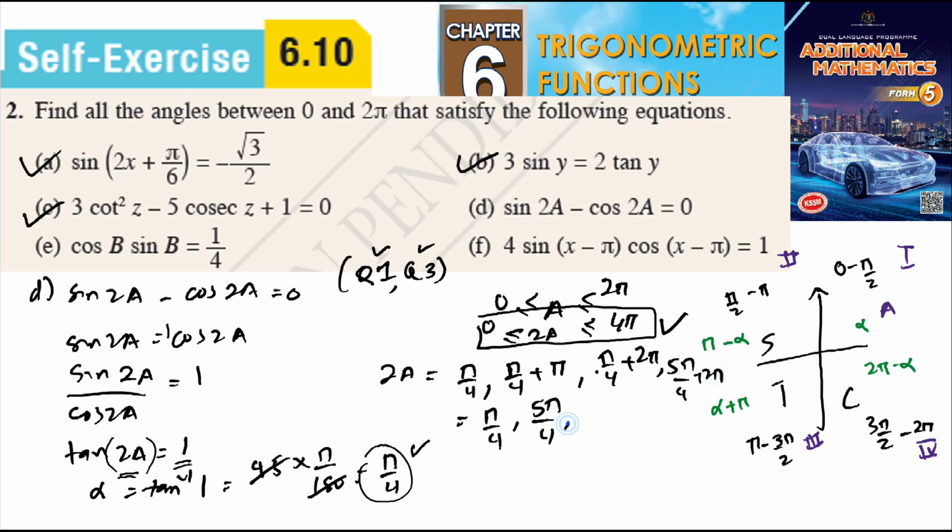So here, pi over 4 plus 2 pi, 2 times 4 is 8. This one is 9 pi over 4. And this one, 2 times 4 is 8 plus 5, 13 pi over 4. So don't forget to put radian on each of these.